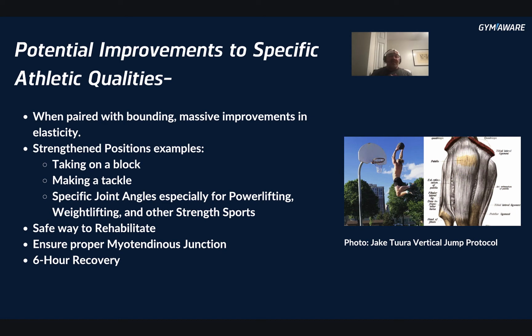Strengthened positions examples. You got to take that S off there, so forgive me for that one. Taking on a block, making a tackle, specific joint angles, especially for powerlifting, weightlifting, and other strength sports. So if there's a point of your lift in the squat, the bench, the deadlift, or the snatch, or the clean, if there's a part of the pull where you're the weakest, creating some strong isometric contractions in those positions will really help you overcome that.